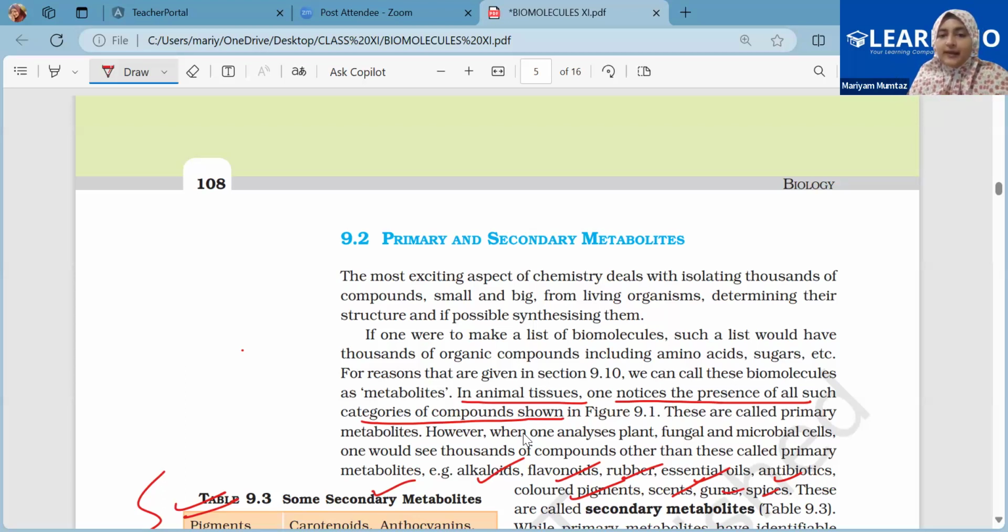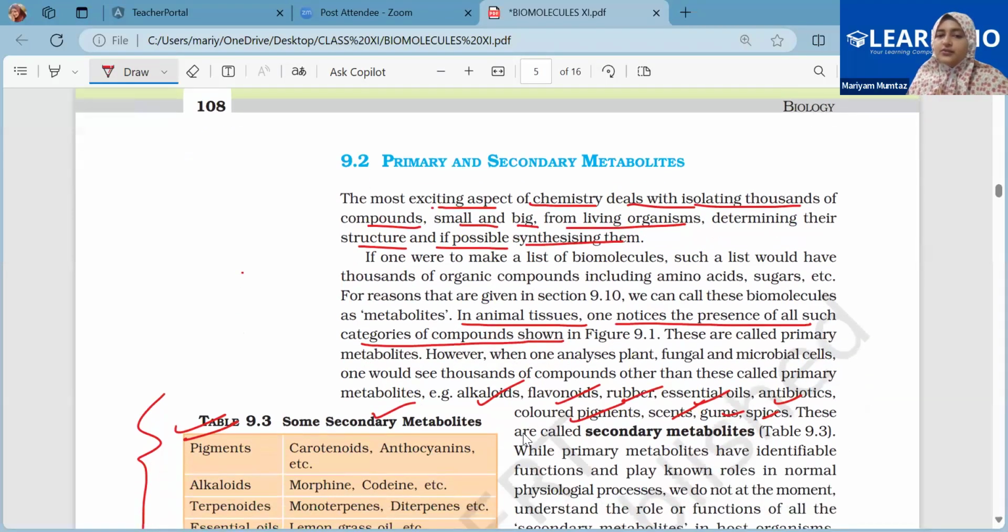Now talking about the primary and secondary metabolites. The most exciting aspect of chemistry deals with isolating thousands of compounds, small and big, from living organisms, determining their structure and, if possible, synthesizing them. If one were to make a list of biomolecules, such a list would have thousands of organic compounds, including amino acids, sugars, etc. For reasons that are given, we can call these biomolecules metabolites.